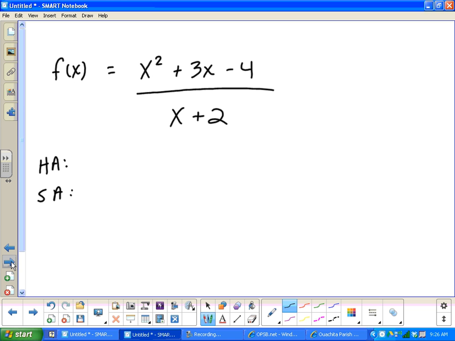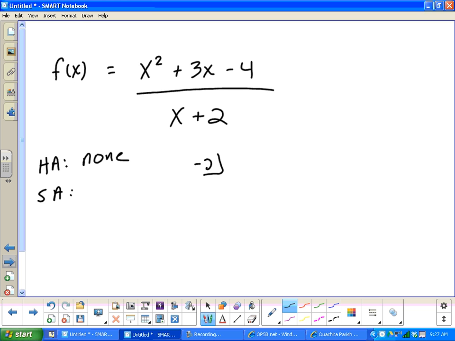Okay, so to find verticals and holes, you have to simplify, don't you? All right, but horizontal asymptotes and slanted asymptotes, you don't have to do anything to the function. You just look at it. So what about any horizontal ones? Are we going to have any? No, you don't have any, so none. Okay. Right, we're going to have a slanted one, so we're going to have to do division, synthetic division.